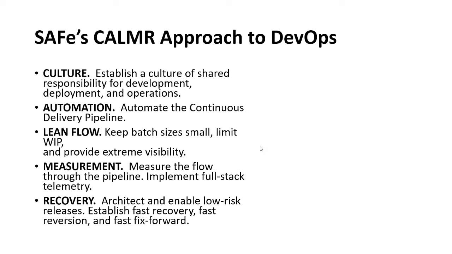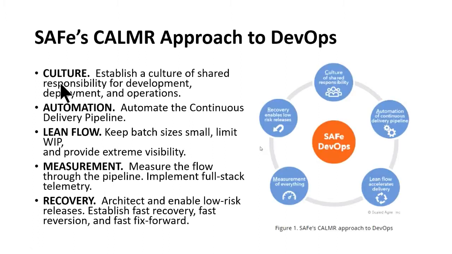So we're going to talk about CALMR in the delivery pipeline that SAFe uses. So here's a nice little graphic on CALMR. Again, CALMR is SAFe's approach to DevOps. Now, SAFe is the Scaled Agile framework.